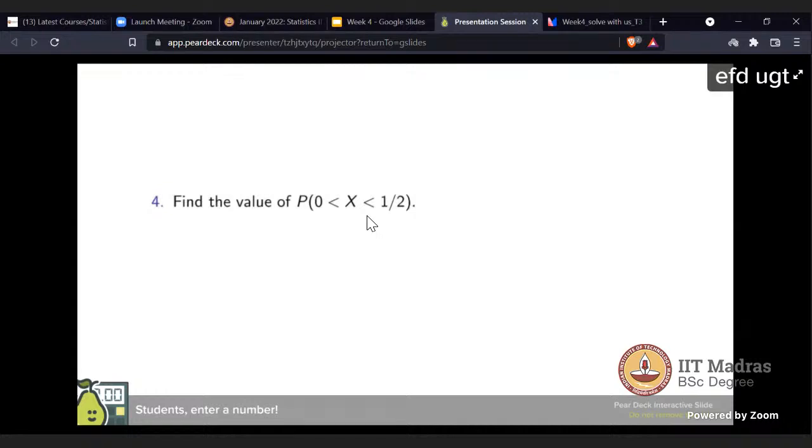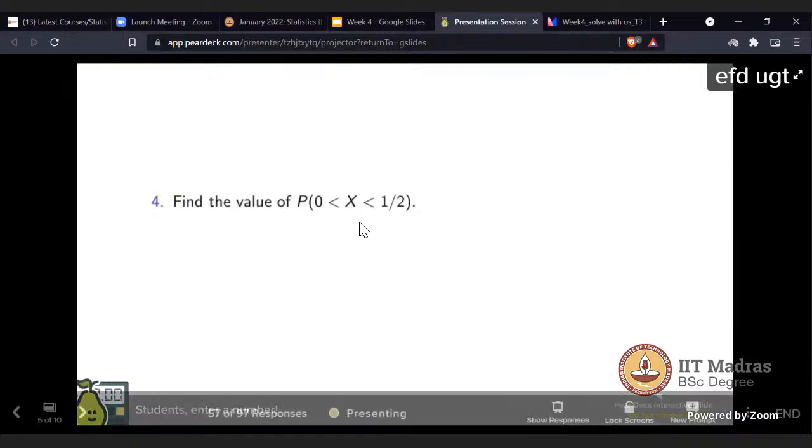Okay, ma'am. But is there any difference if I use F of half minus F of 0 or I integrate it? Both are for continuous. If CDF is given, then you can use that. If you have to integrate, then you will integrate the PDF, not the CDF. You'll have to take care of that. Don't integrate the CDF function, integrate the PDF function. Okay, thank you, ma'am.